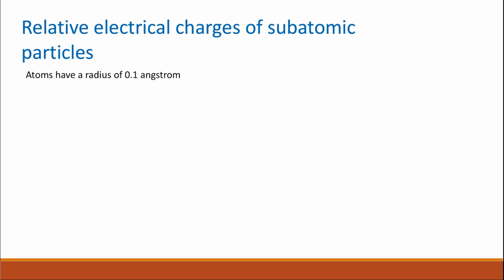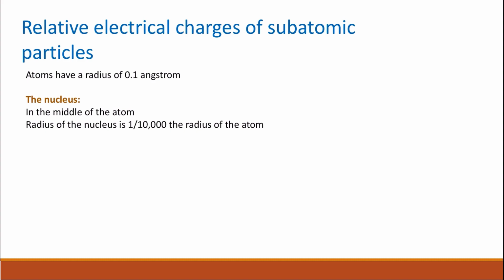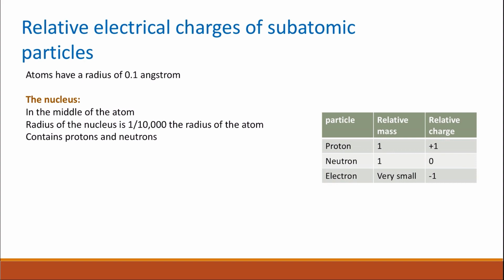Atoms have a radius of 0.1 nanometer, or 1 angstrom, where an angstrom is 1 over 10 to the power 10 of a meter, which is very tiny. The nucleus can be found in the middle of an atom, and the radius of the nucleus is 1 over 10,000 of the radius of the whole atom. So the radius of the nucleus is very tiny compared to the whole radius of an atom. The nucleus contains two subatomic particles. These are the protons and the neutrons.